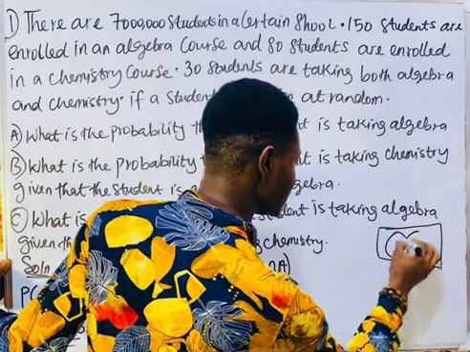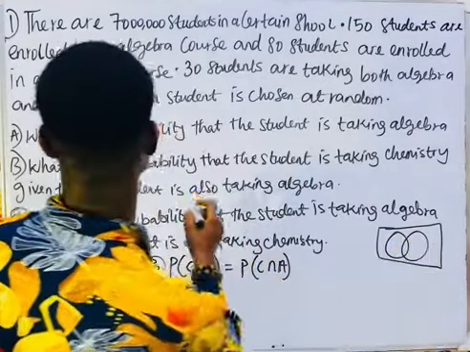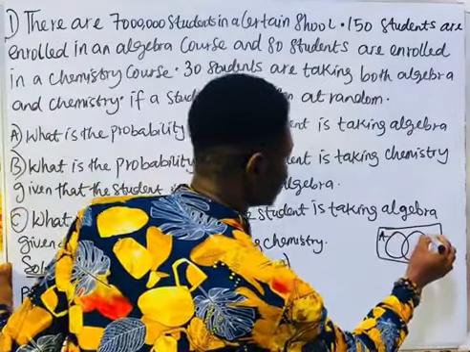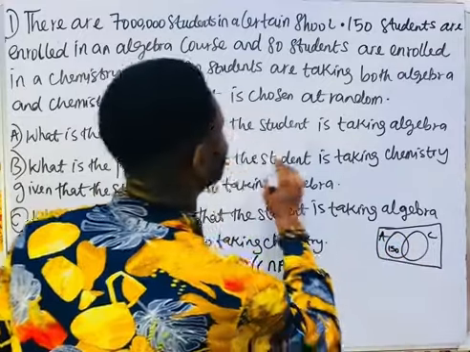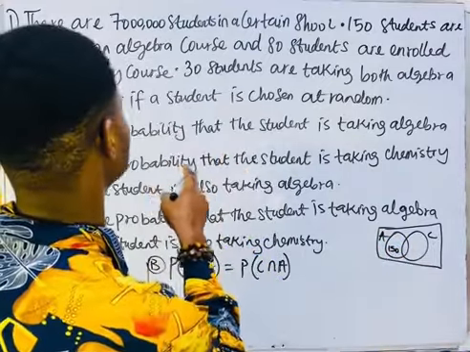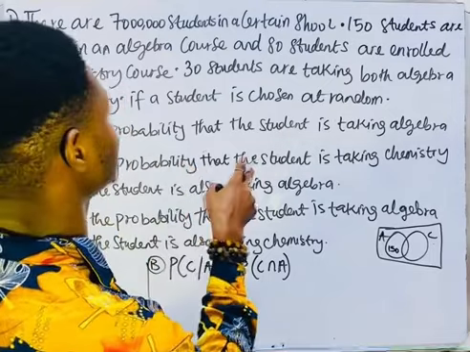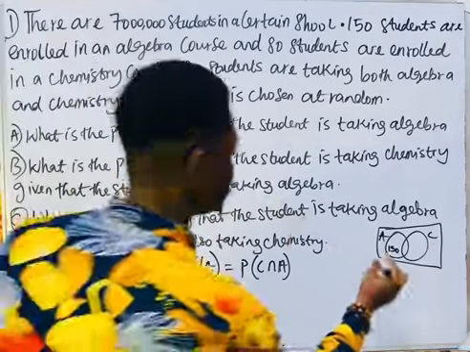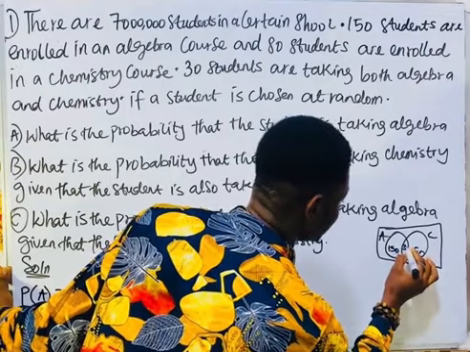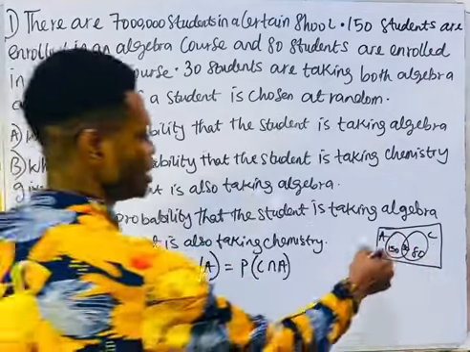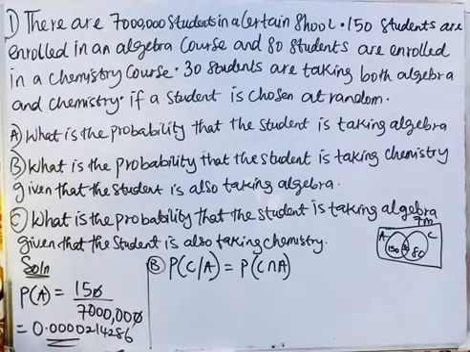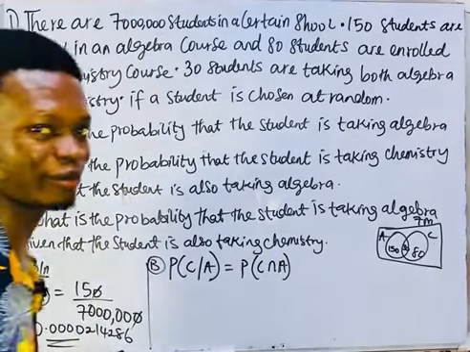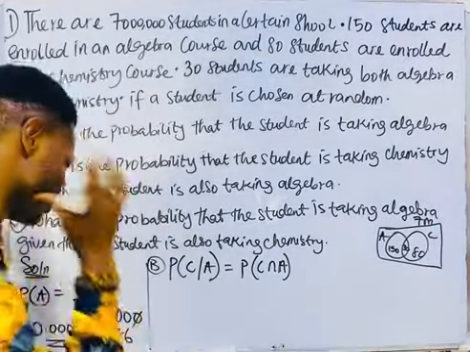So the first one is algebra and chemistry. 150 students are taking algebra, 80 students are taking chemistry, 80 students for chemistry. The intersection is 30. The universal set is 7 million. God, I beg, I need this type of money, 7 million.